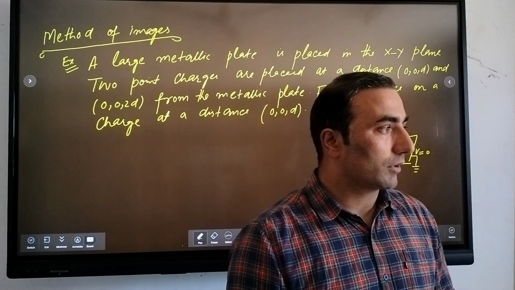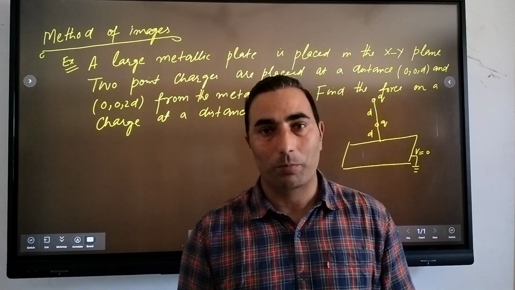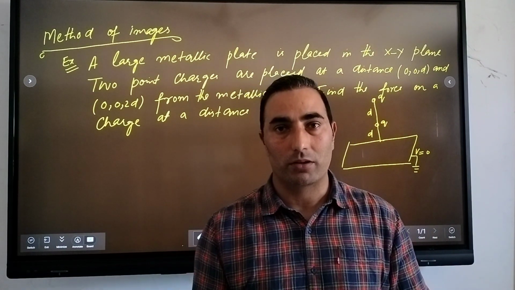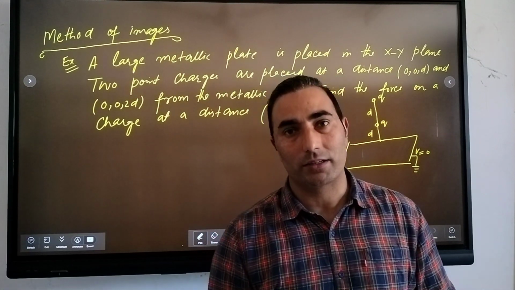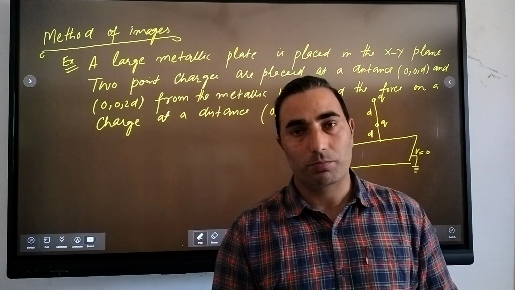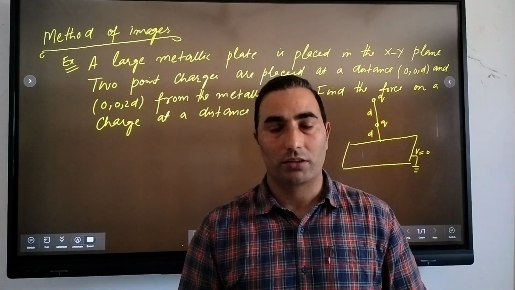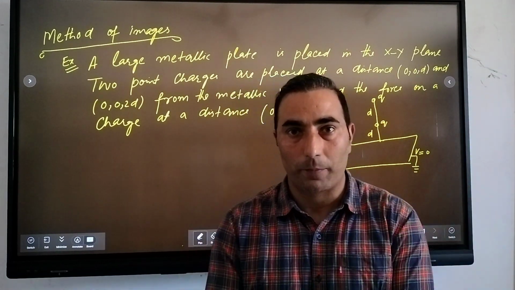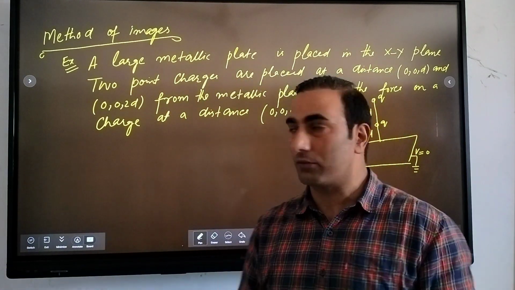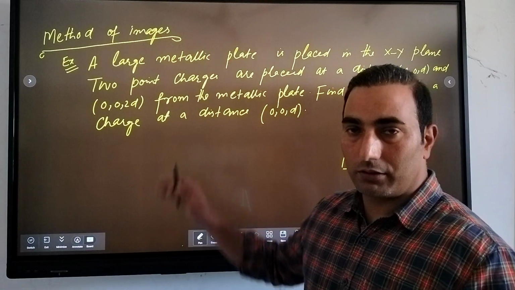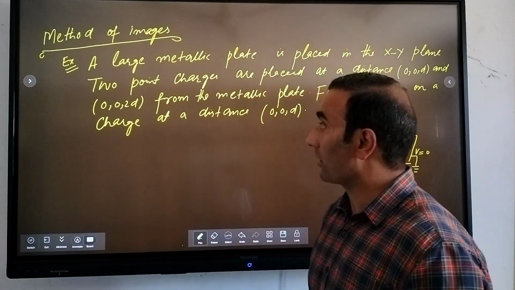We are saying that instead of that conductor, we are replacing that conductor. In the previous topic we discussed that if we have that conductor, we are replacing it by some charge which is placed equidistant from the charge which is lying above that conductor. Okay. So this will be clear. So we will solve this problem on this method of images.